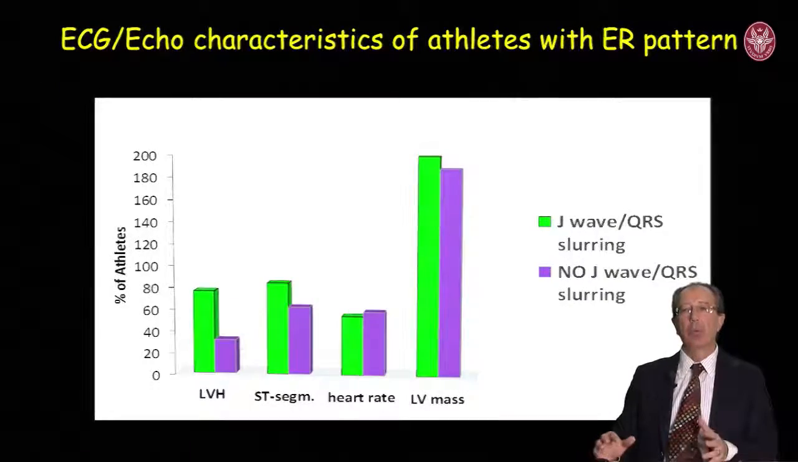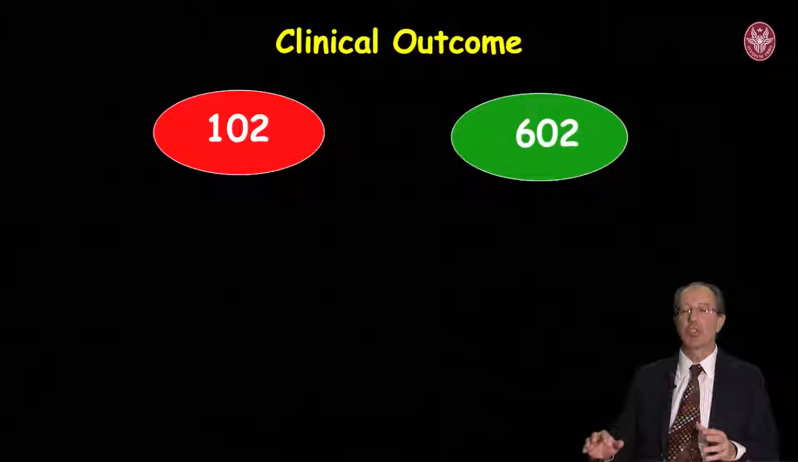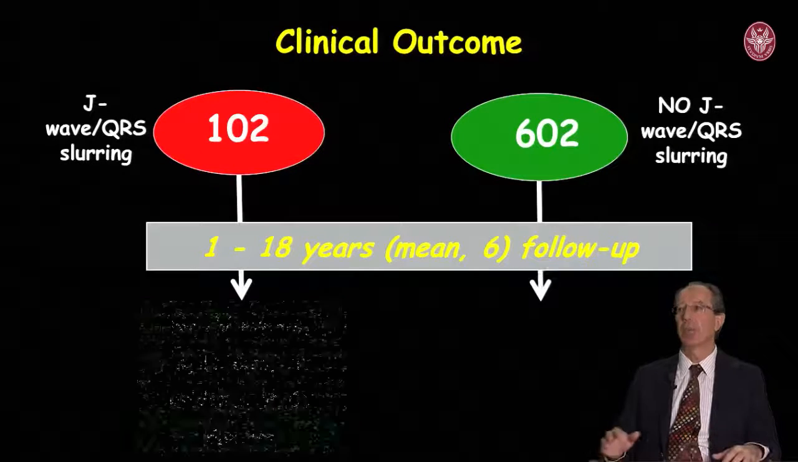So, if we want to summarize in one single picture the characteristics of the athletes with a J-wave or quiescent learning, we can say that they had a greater prevalence of left ventricular hypertrophy on the electrocardiogram by Sokolov-Lyon index, they had ST segment elevation in the vast majority of the cases, they had a lower heart rate, and they had increased left ventricular mass. All these features suggest a greater extent of left ventricular remodeling.